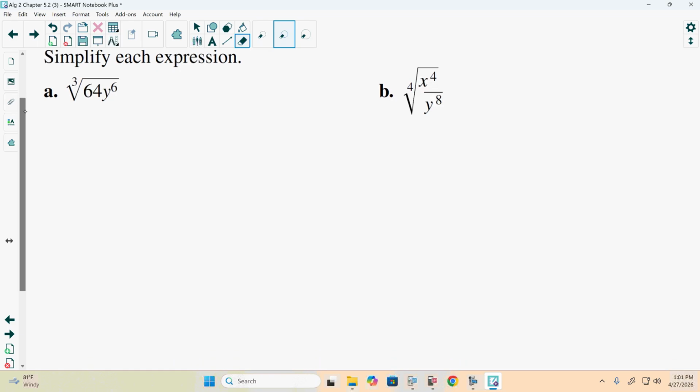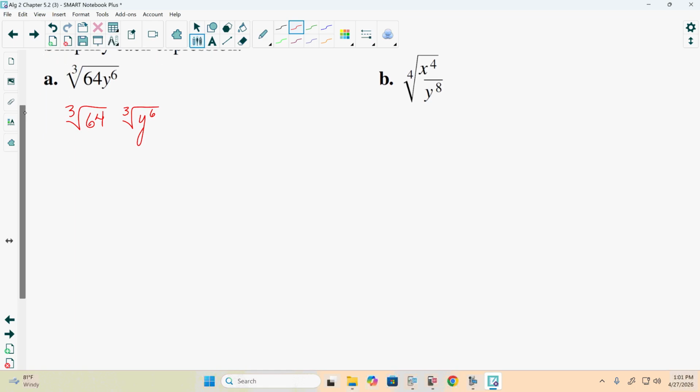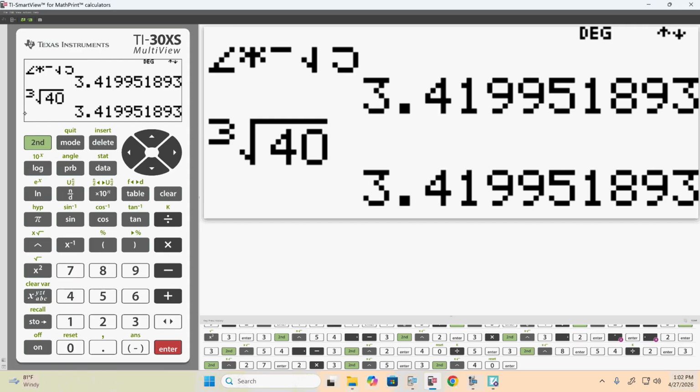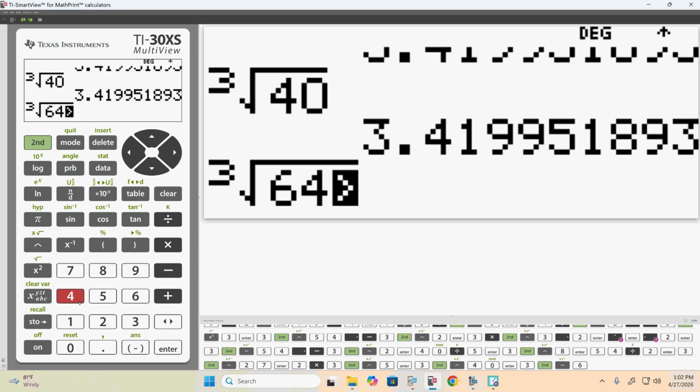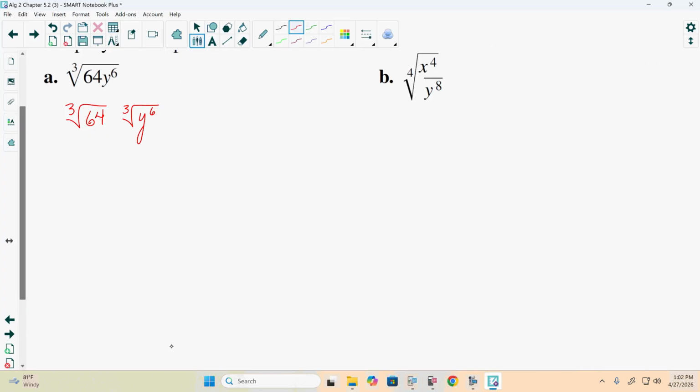So what we're looking at here is the cubed root of 64y to the 6th. So we have two main parts. One, we're taking the cubed root of 64, and we're also taking the cubed root of y to the 6th. Cubed root of 64 is nice because it is 4. Now our cubed root of y to the 6th.